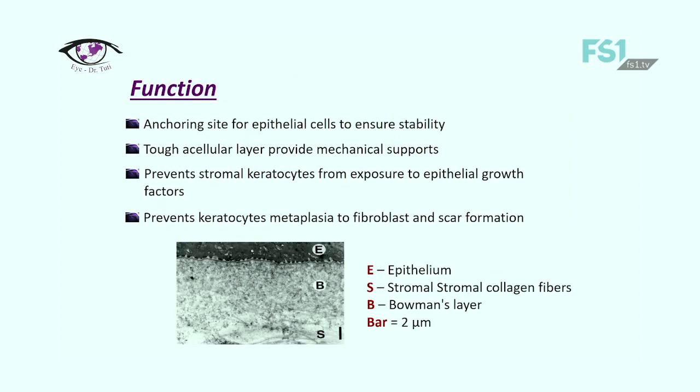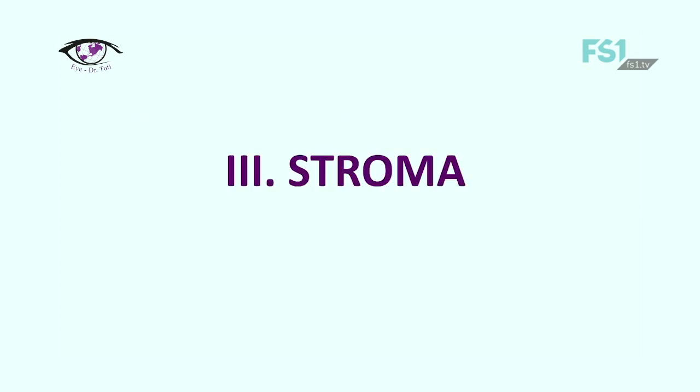The main function of this layer is that it provides an anchoring site for epithelial cells in order to ensure stability. It's a tough acellular layer and at the same time provides mechanical support. This layer additionally prevents stromal keratocytes from exposure to epithelial growth factors and also prevents keratocyte metaplasia to fibroblasts and scar formation. Let me now continue with stromal physiology.